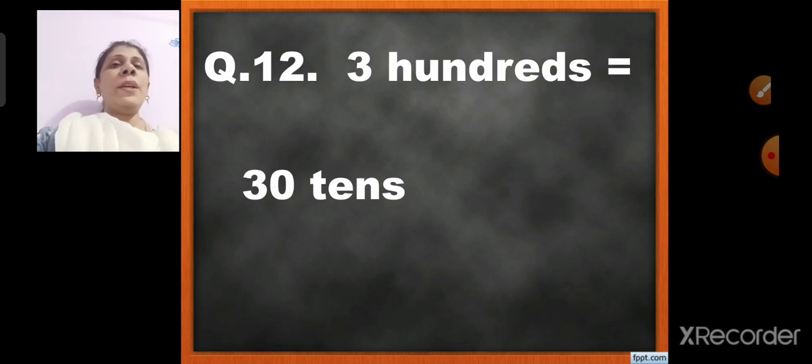Okay, next. Question number 12. 3 hundreds is equal to how many tens? 30 tens. 3 hundreds is equal to how many tens, children? 30 tens. Okay. So children, with this I finish today's session of subtraction by borrowing, mental maths 11.